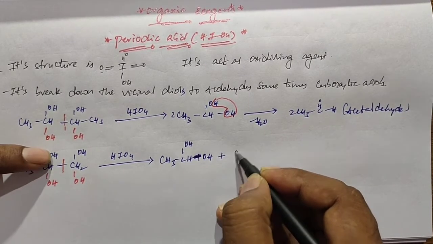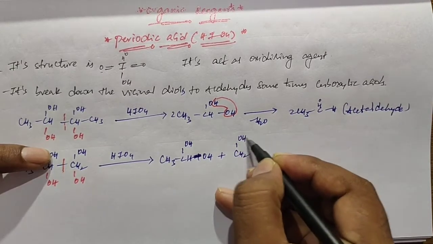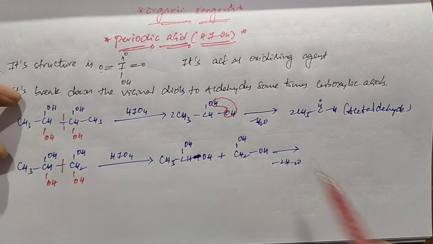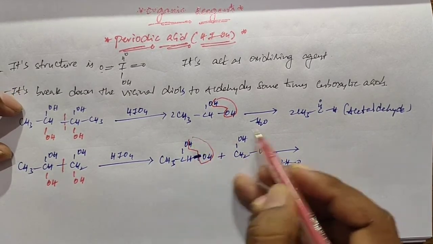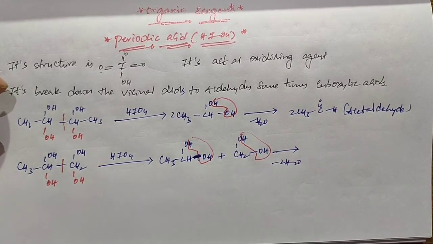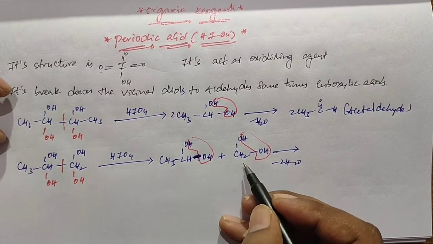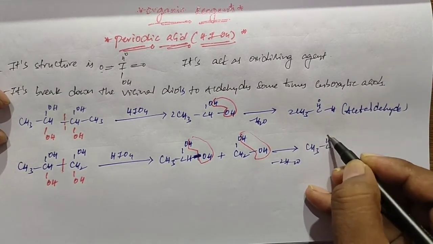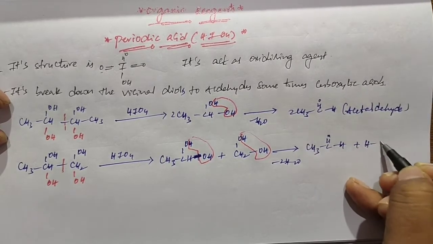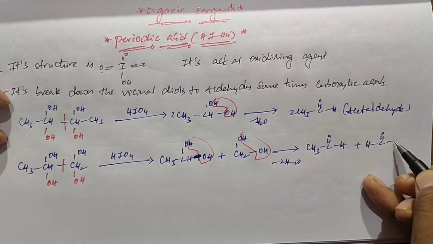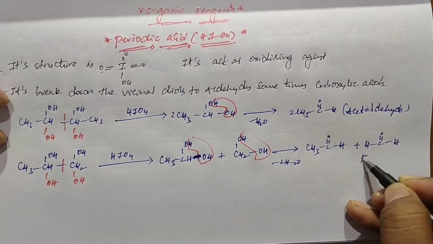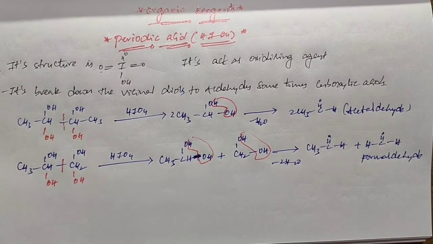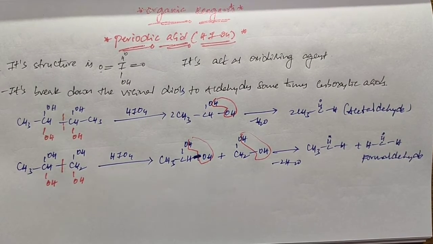After removing 2 moles of water molecule, 1 mole here and another 1 mole here, finally you get the first one converted into acetaldehyde and the second one into formaldehyde. So this is the way of conversion. Okay, next example.